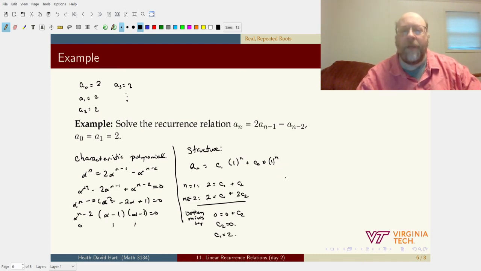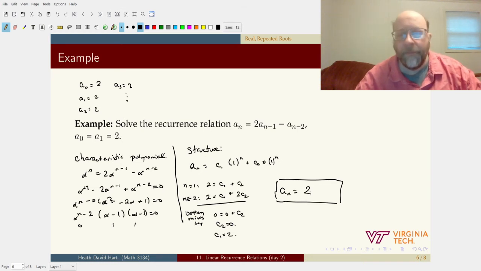And so my solution is that a sub n is equal to 2 times 1 to the n plus 0 n times 1 to the n. That just simplifies to just 2. And so the sequence is constant.